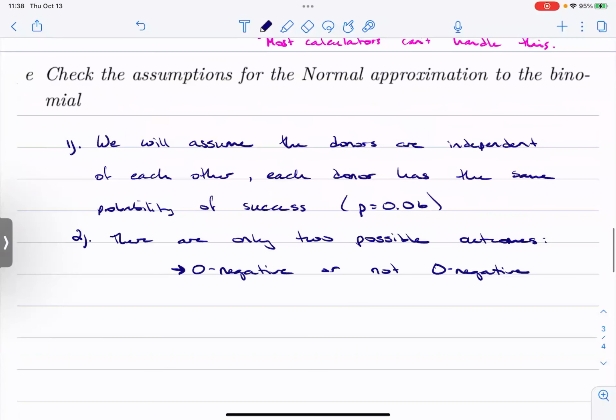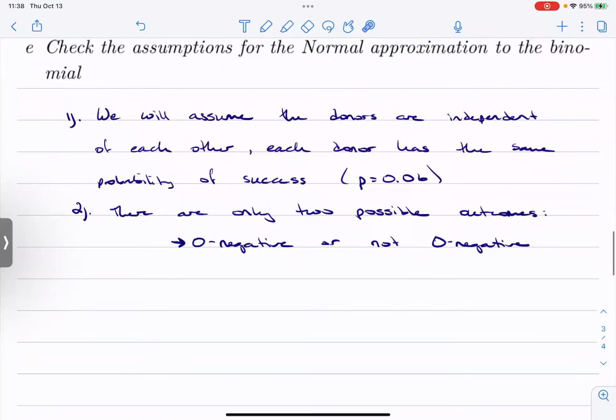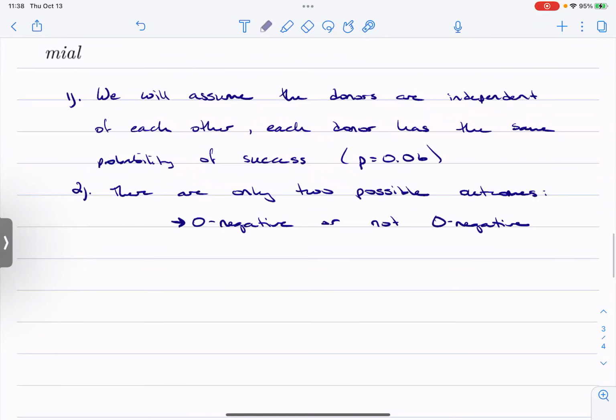Now, in order to use the normal approximation, we just have to double check that our sample size is large enough, or the number of trials that we're looking at is large enough. So this is kind of the new one. Third, we have to check that n times p, which is 32,000 times 0.06, which we remember is 1,920, is greater than or equal to 10. Oh, that's supposed to be a check mark. Dink.